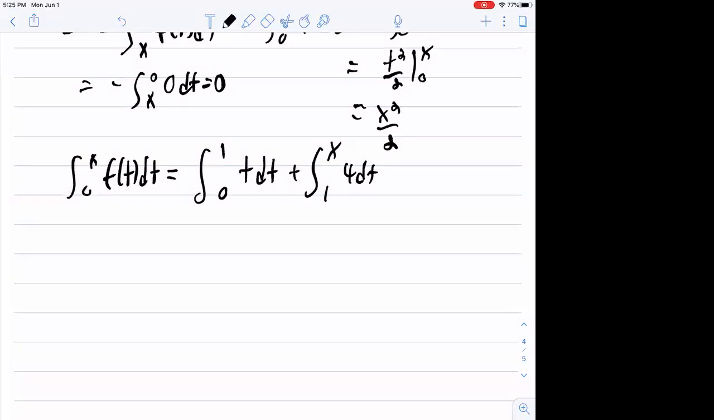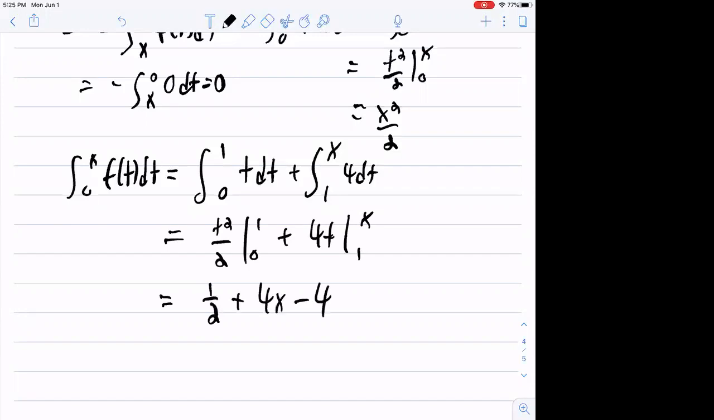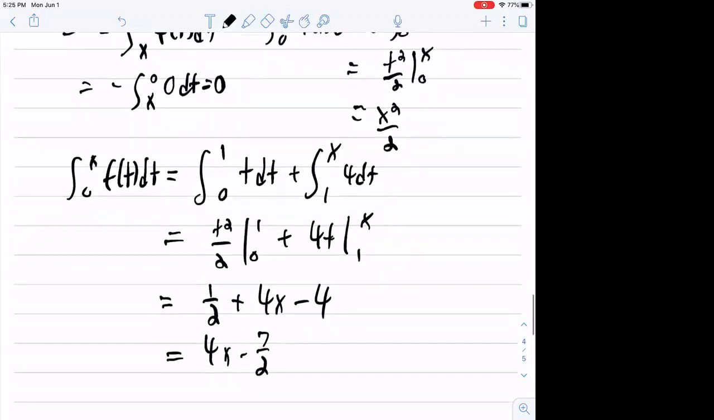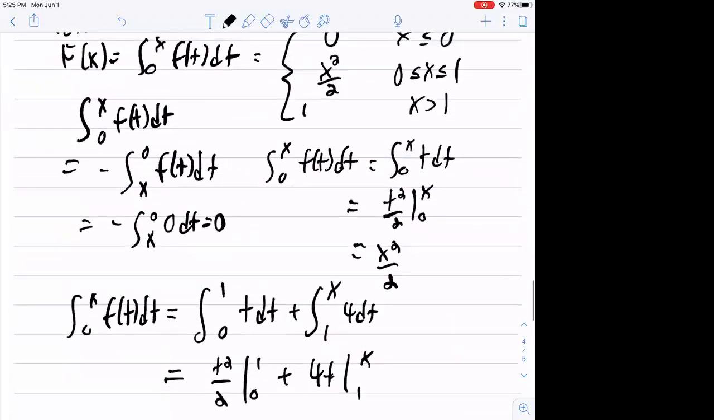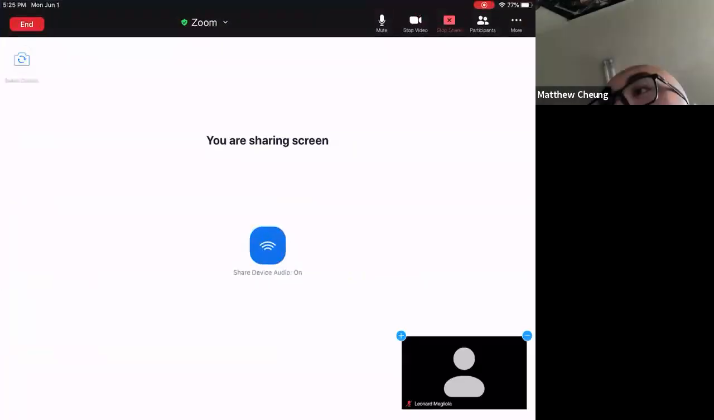So you see here, hopefully you could all do this. The t squared over 2 evaluated at 0 and 1, plus 4t evaluated at 1 and x. So I think it's a half plus 4x minus 4. So it should be 4x minus 7 over 2, if I did this correctly. If I did the algebra wrong, please tell me. Pretty bad at algebra. So it's 4x minus 7 over 2, right? Everyone clear?